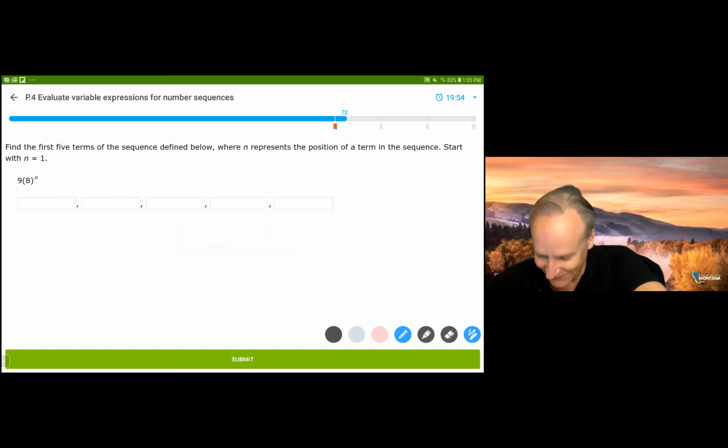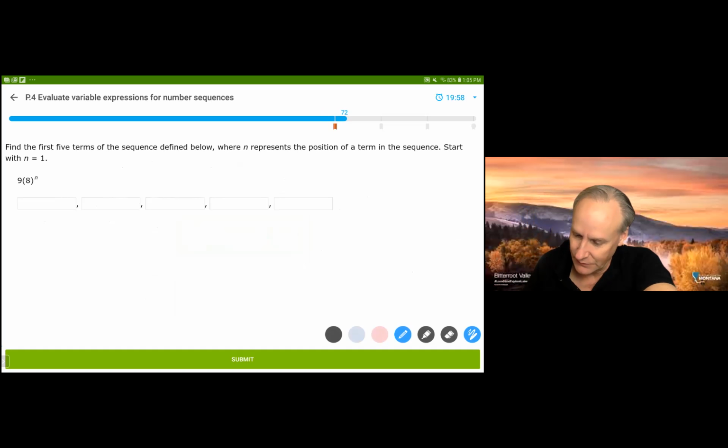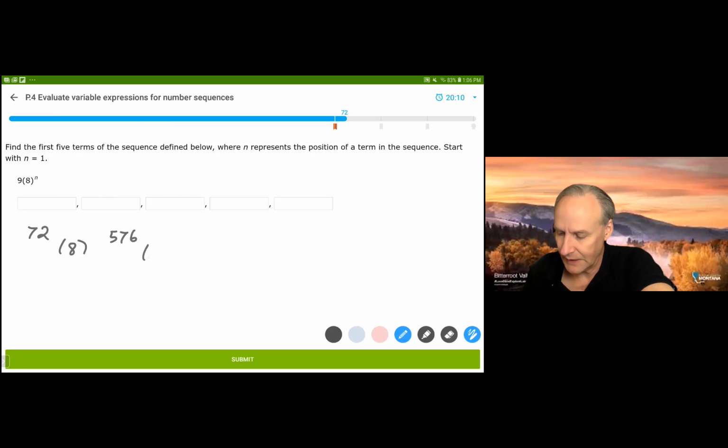Oh, this one's much easier. We're just multiplying by 8 each time, and we're going to start with 72, aren't we? And then we're going to multiply by 8, and we are going to get 576. And then we're going to multiply by 8 again, and we're going to get, oh man, 608, I think. Anyway, I'm going to multiply it on the side just to make sure.